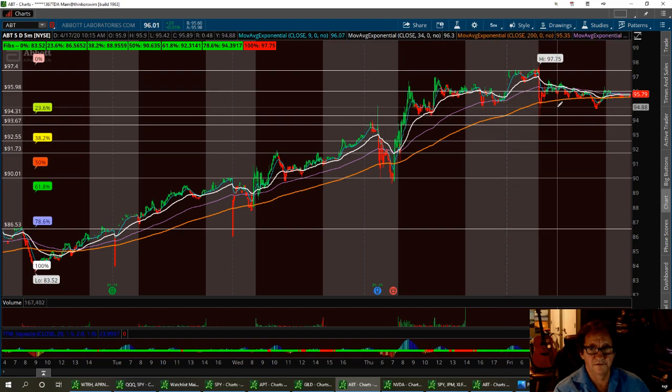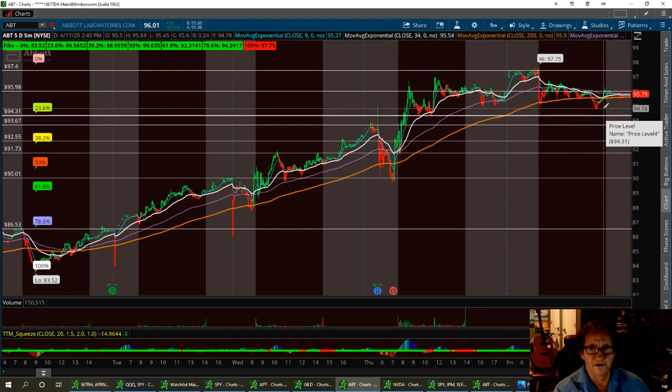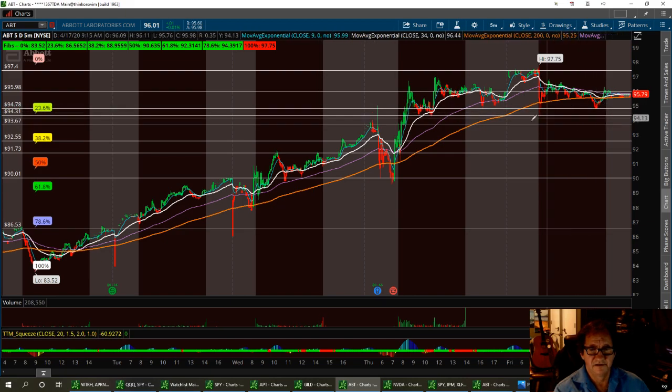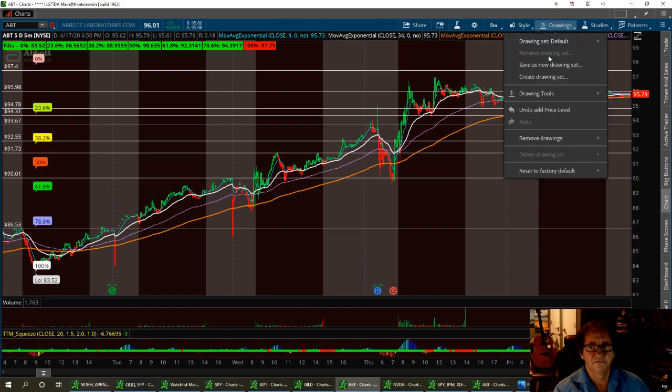First support is going to be where it pulled back on Friday right here, right at 94.78. We're going to call this a little channel of support level right in here. We're going to fill that in, and I'm going to take a drink of water.